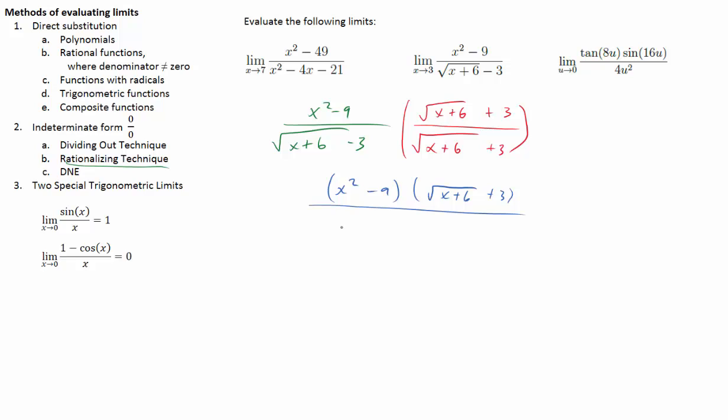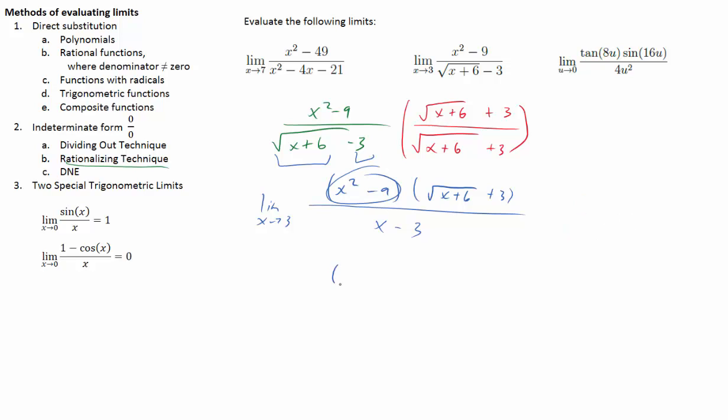All over, we essentially get this squared minus that squared: square root of x plus 6 squared minus 3 squared. That simplifies to x plus 6 minus 9, which simplifies to x minus 3. Now if we apply the limit as x approaches 3, we get 0 times 6 over 0, so it's still indeterminate form. We can factor and then use the dividing out technique.